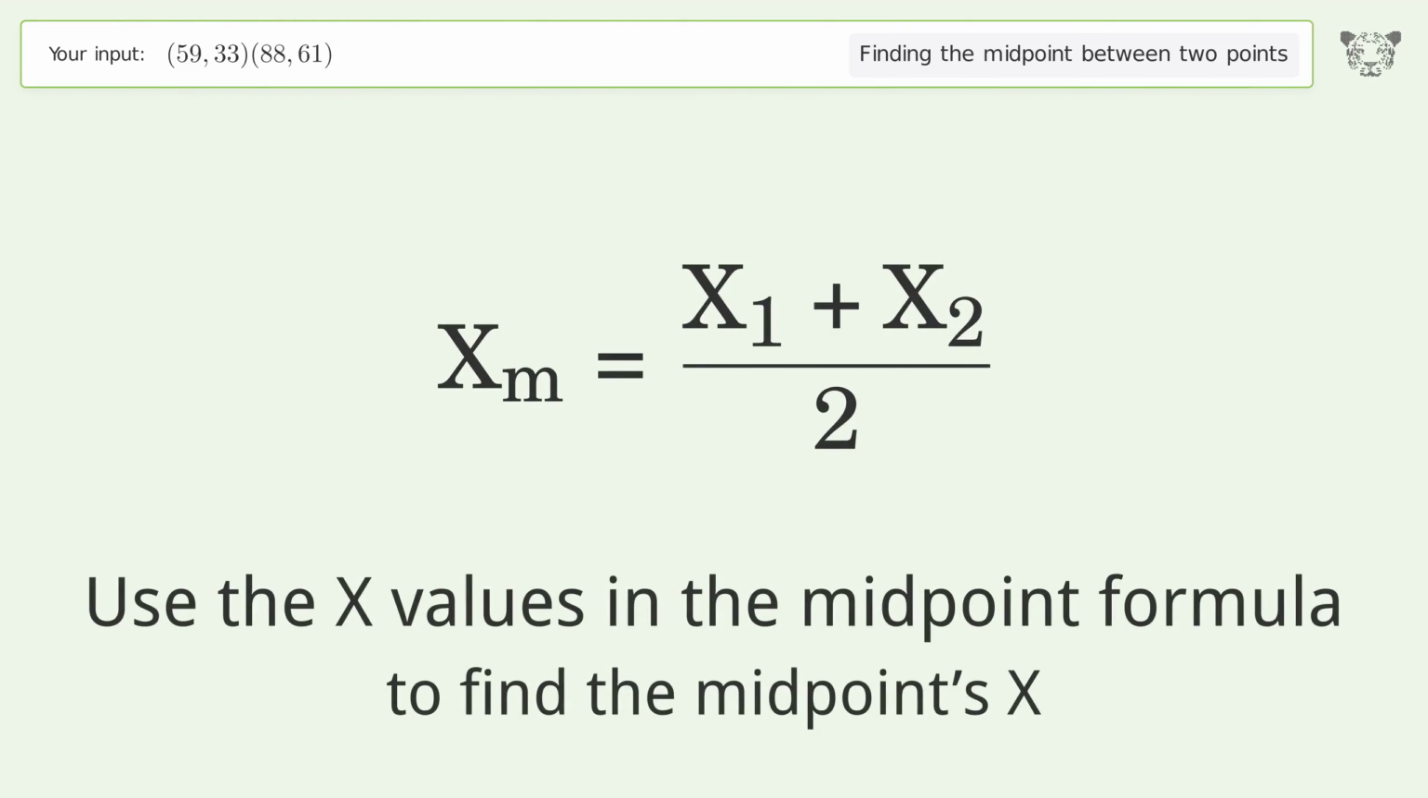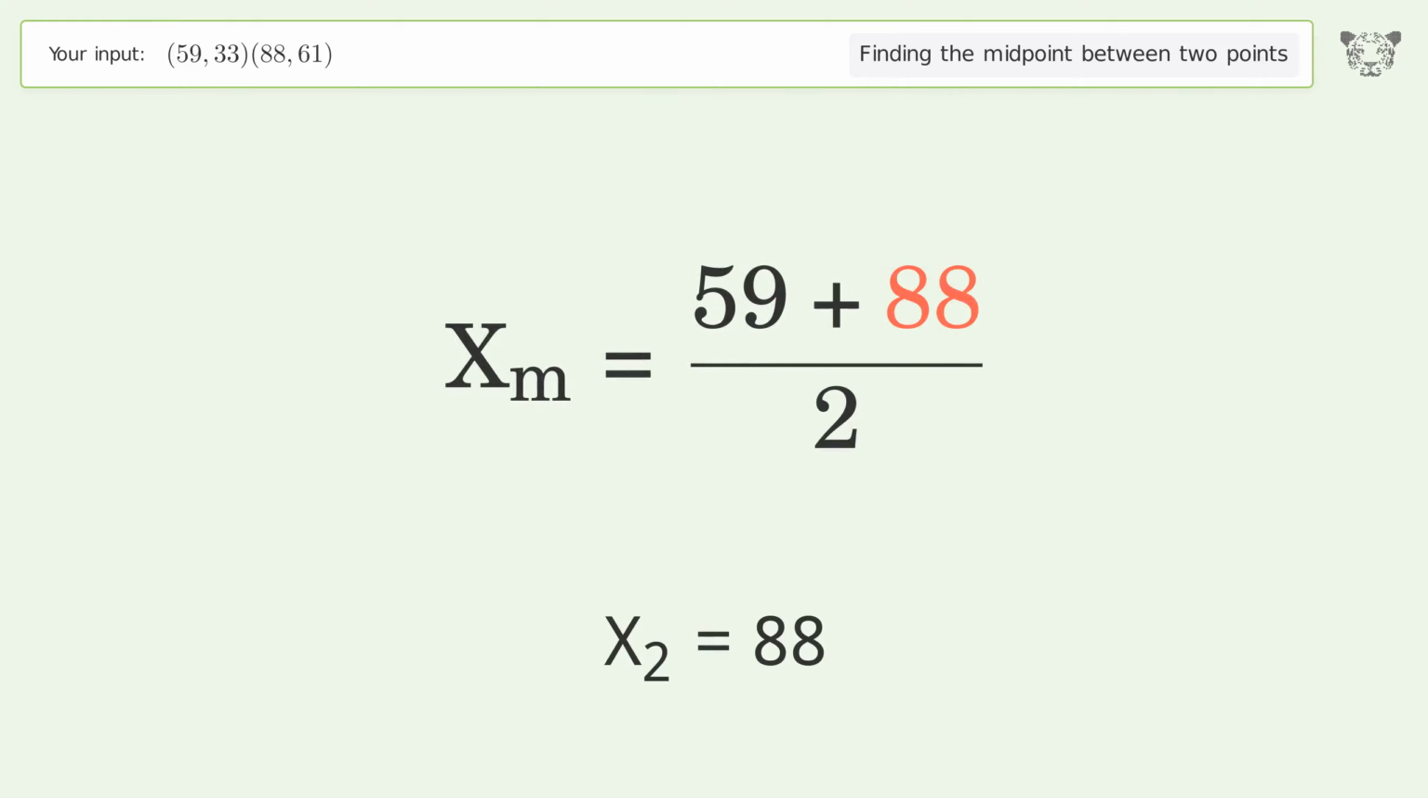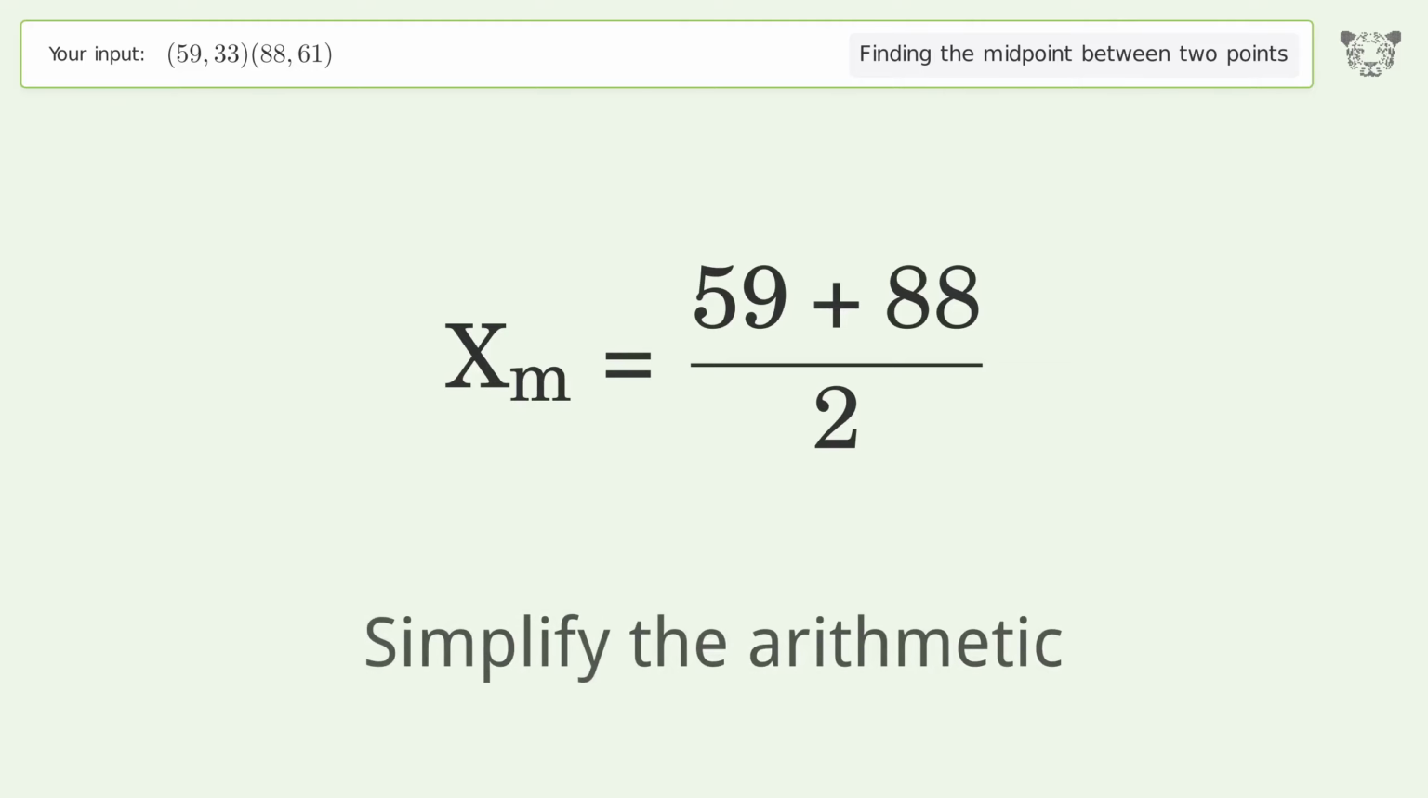Use the x values in the midpoint formula to find the midpoint's x. x1 equals 59. x2 equals 88. Simplify the arithmetic.